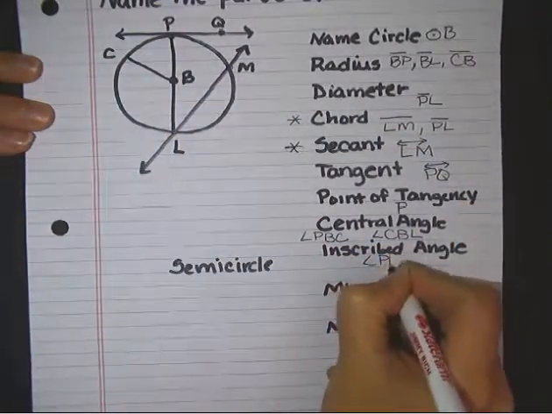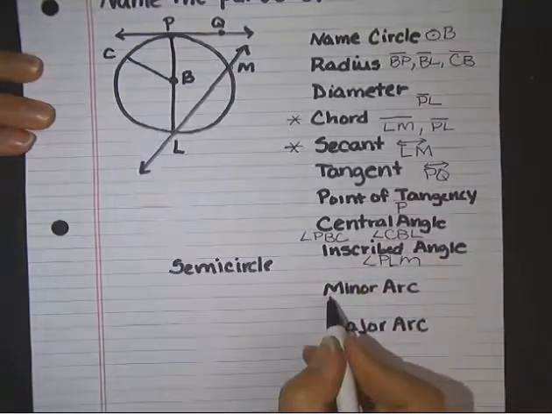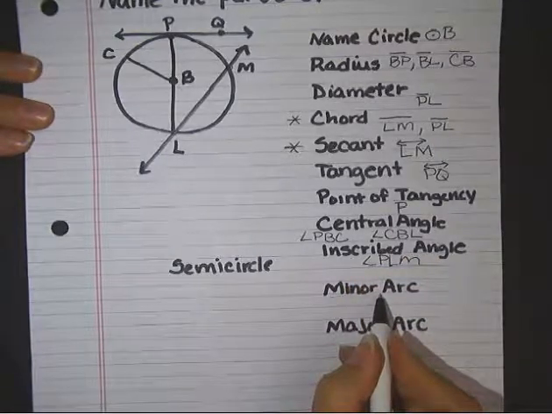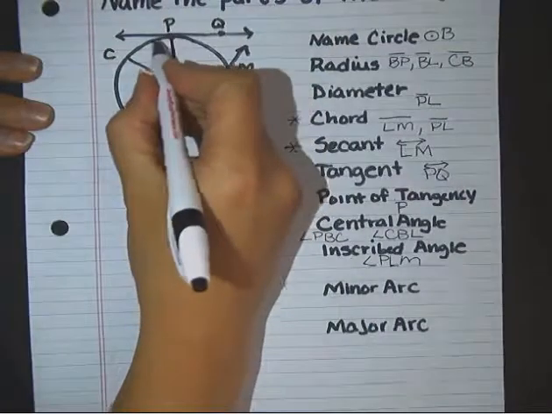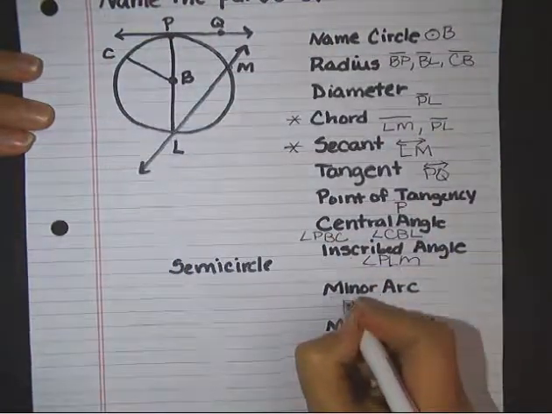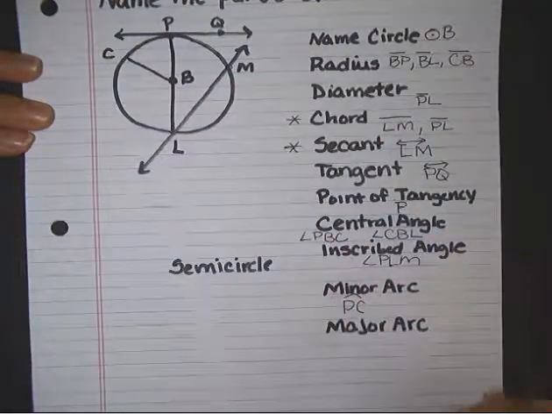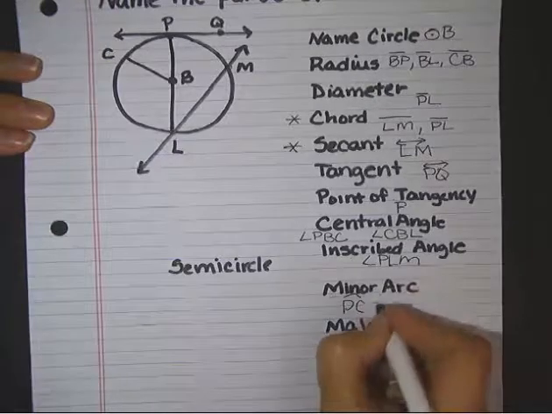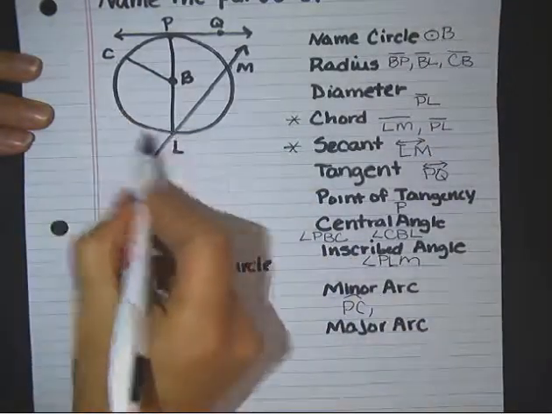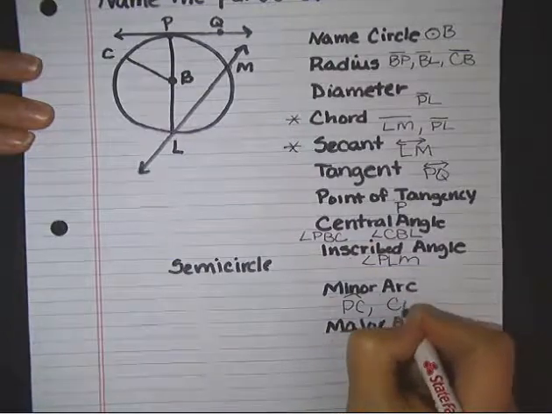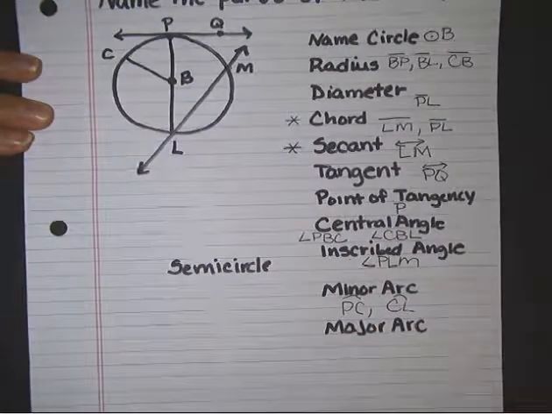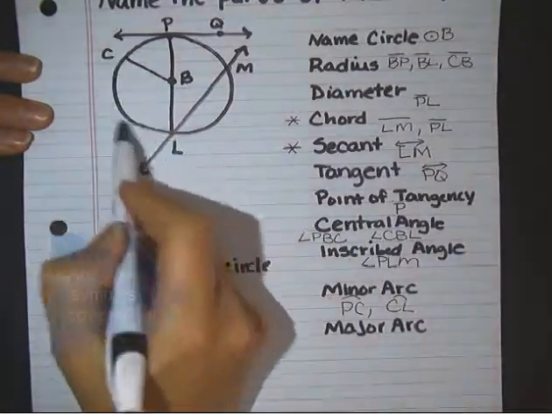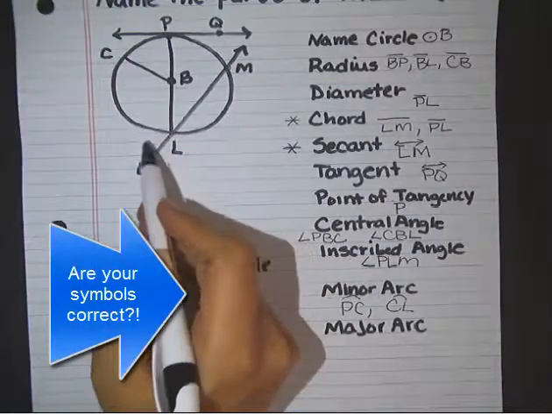PLM. A minor arc is an arc that is less than 90 degrees, so we could find like PC here. It's drawn with a little sunrise arc over the top of it. Another minor arc would be CL. It's only named with 2 points. Notice CL is obtuse. It's more than 90, but it's still a minor arc because it's less than 180.